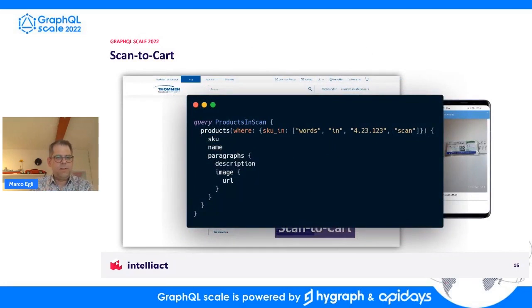When we have a look at the scan-to-cart features, where we find SKU numbers in scans, in Excel lists, in data matrices, and so on, we just query for the products in the product list where the SKU is one of the words. So where the SKU of the product is, for example, 4.23.123, and find the corresponding products and can add them to the cart.